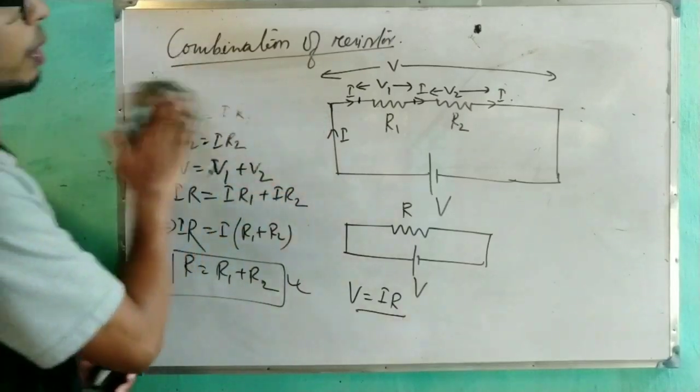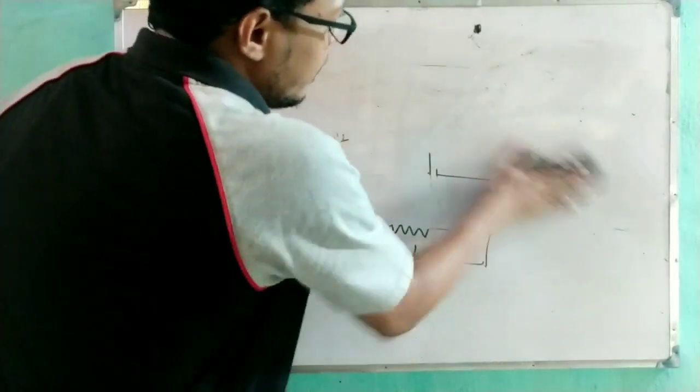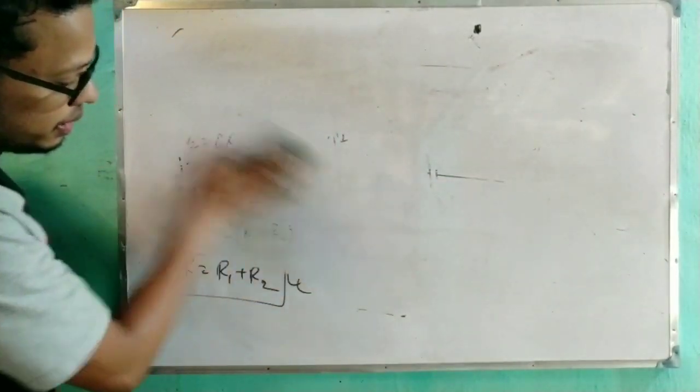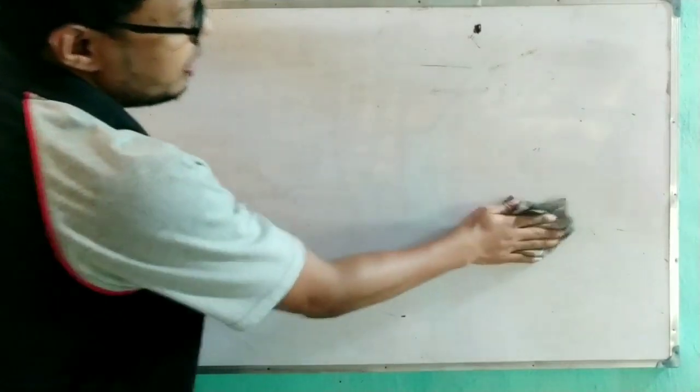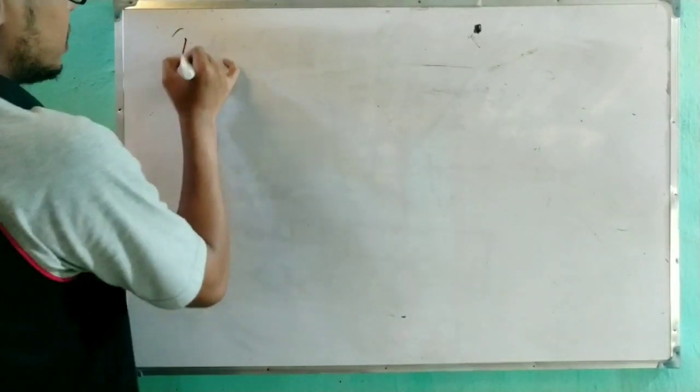Now, what about the equivalent resistance for parallel connection? Next heading, you give the parallel connection.